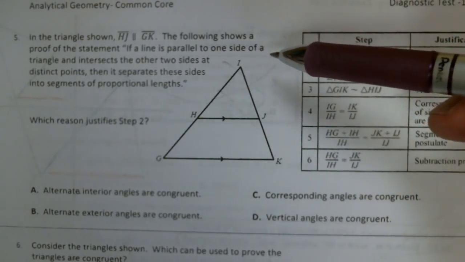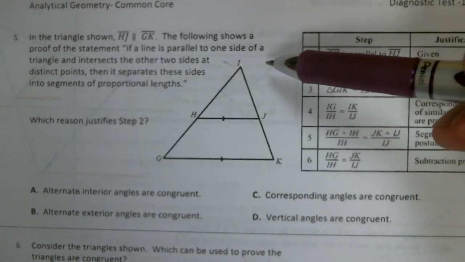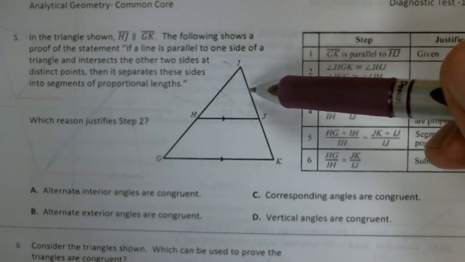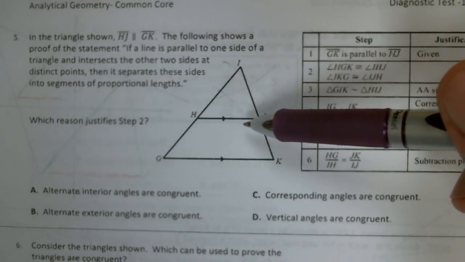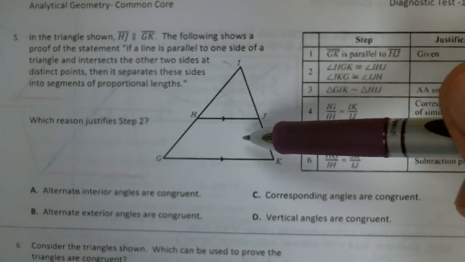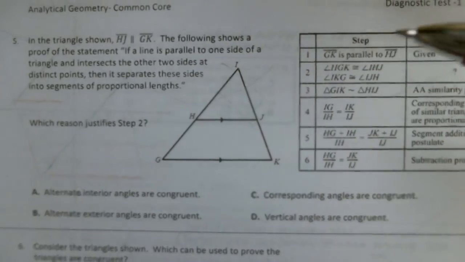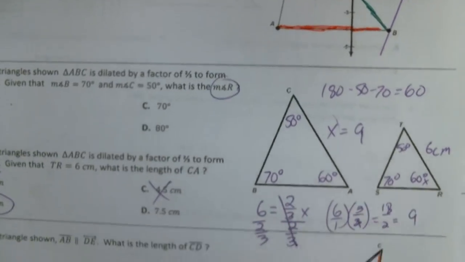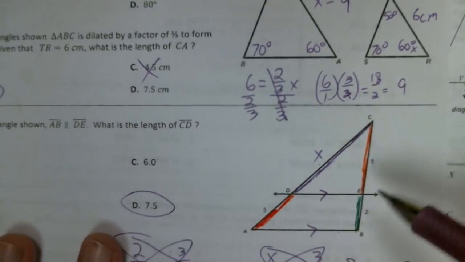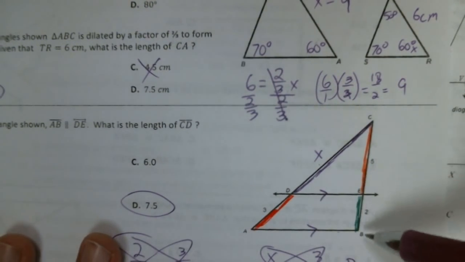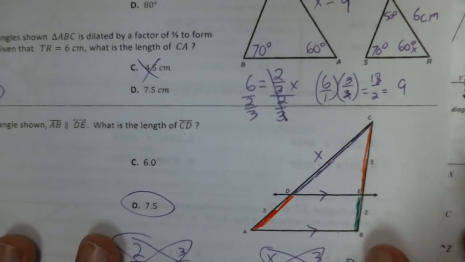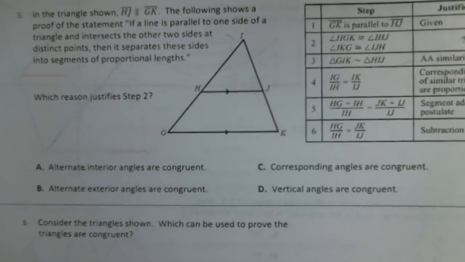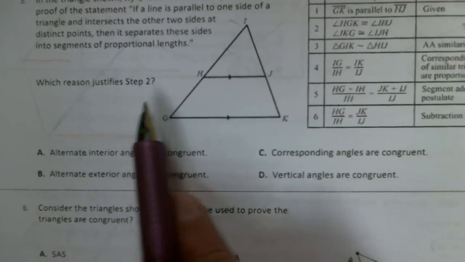The following shows a proof of the statement: if a line is parallel to one side of a triangle and intersects the other two sides at distinct points, then it separates these sides into segments of proportional lengths. That's literally exactly what we just did. This line separates this side into lengths that are proportional to each other. Okay, which reason justifies step number 2?